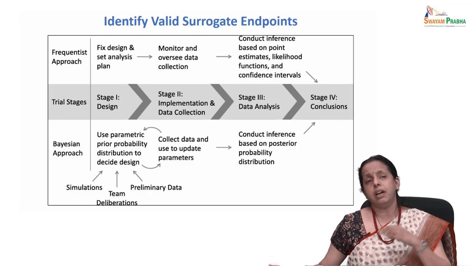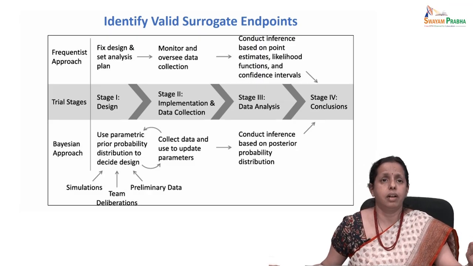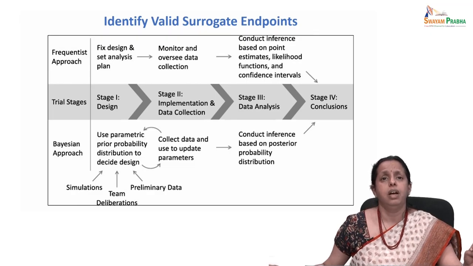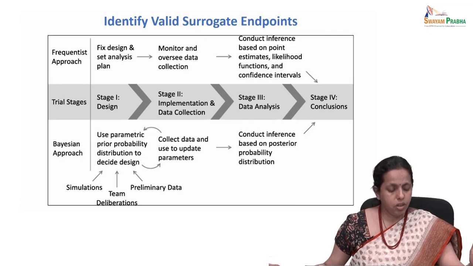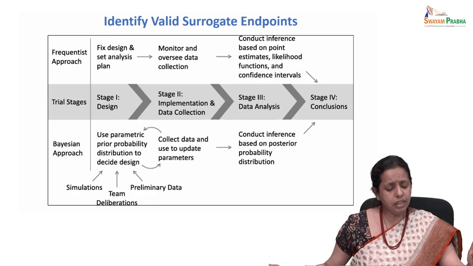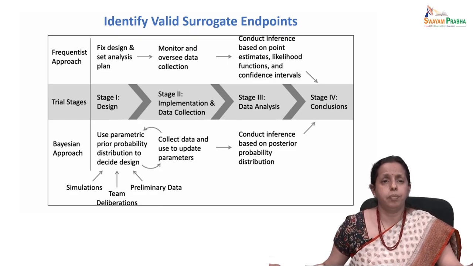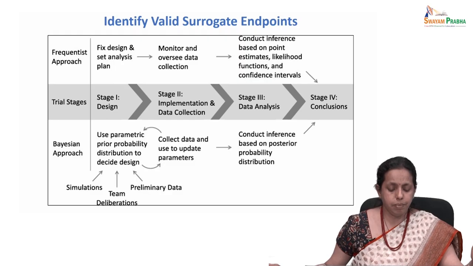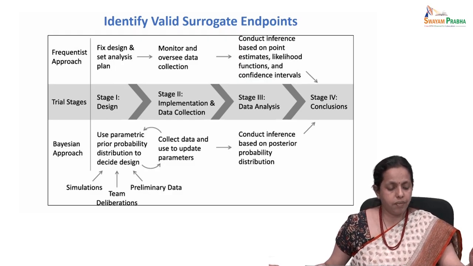This is basically a statistical approach to categorize your clinical trials, where you have the frequentist approach and the Bayesian approach. What happens here? You fix your design, set the analysis plan, monitor and oversee your data collection, then conduct inference based on point estimates, then look for confidence intervals. Here, what happens? You have your simulations, team deliberations, and you take a lot of preliminary data to design. You need to have a lot of parametric prior probability distributions to decide on your designs. And then you collect data and use it to update parameters. Based on the posterior, then you have the conclusions here.